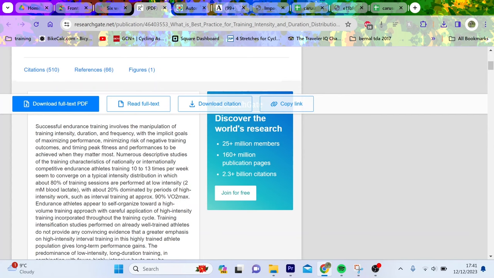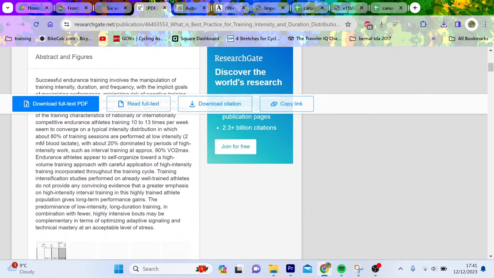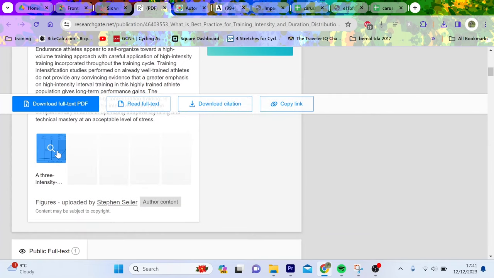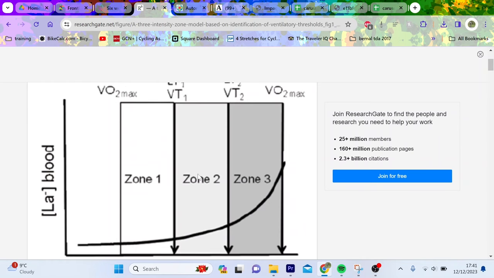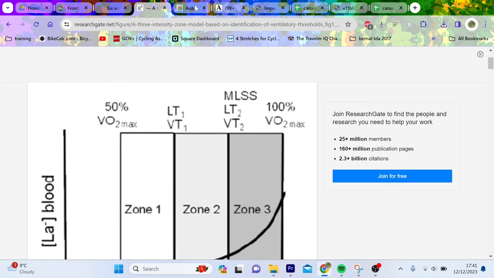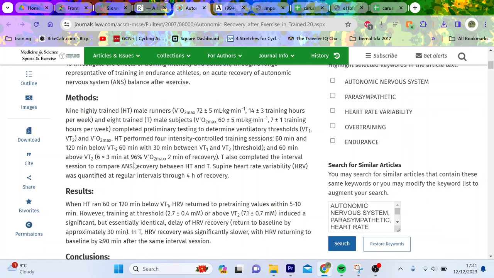Successful endurance training involves a lot of intensity, and involves manipulation of training intensity, duration, and frequency. Again, he says 20% of periods dominated by high intensity work. So you see this 80-20 just parroted the whole time. Here's a useful picture of what I'm talking about when I'm talking about the three zone model. So the point is, you don't want to go over this part too much.